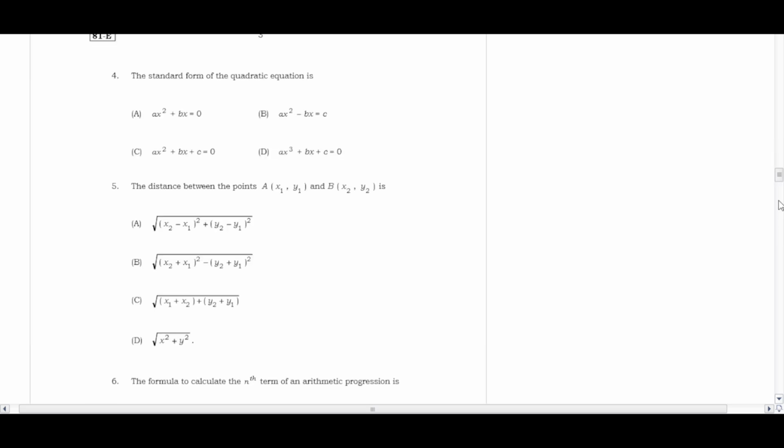Then question number 4. Question number 4 is the standard form of the quadratic equation. Then, what is the standard form of a quadratic equation? The standard form of a quadratic equation is ax square plus bx plus c. This is the standard form of a quadratic equation. Check which option? C option is your answer. C for cat.